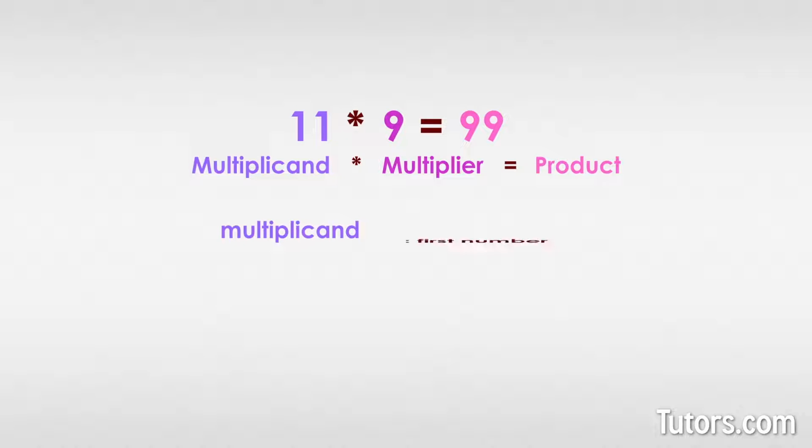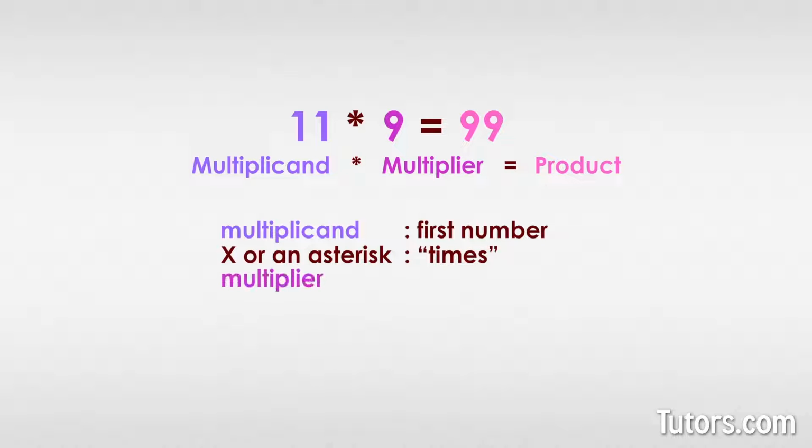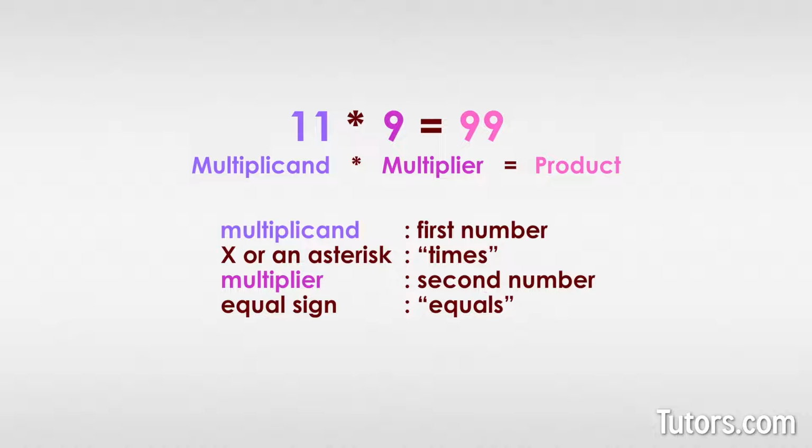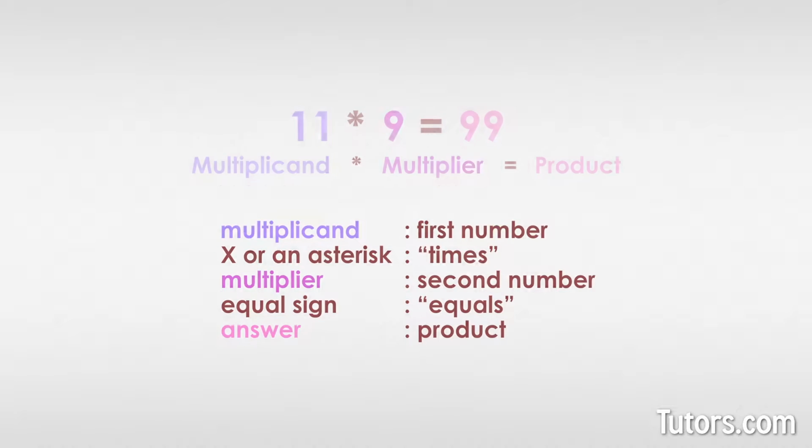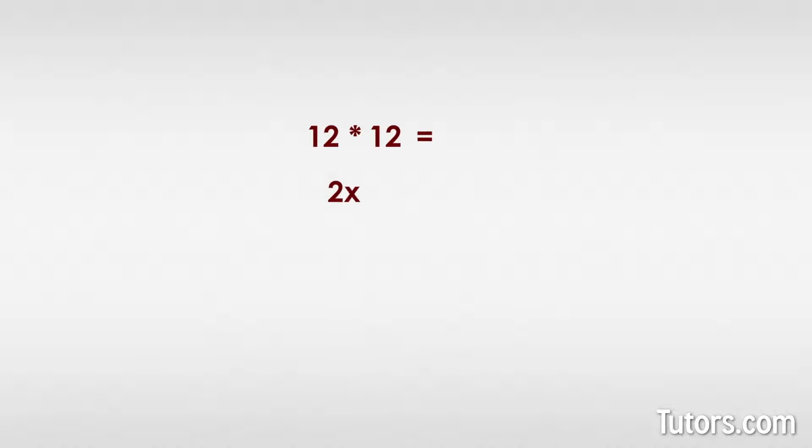The multiplicand is the first number. The x or an asterisk means times. The multiplier is the second number. The equal sign means equals, and the answer is the product. Find the product of these multiplication sentences to be sure you have the idea.